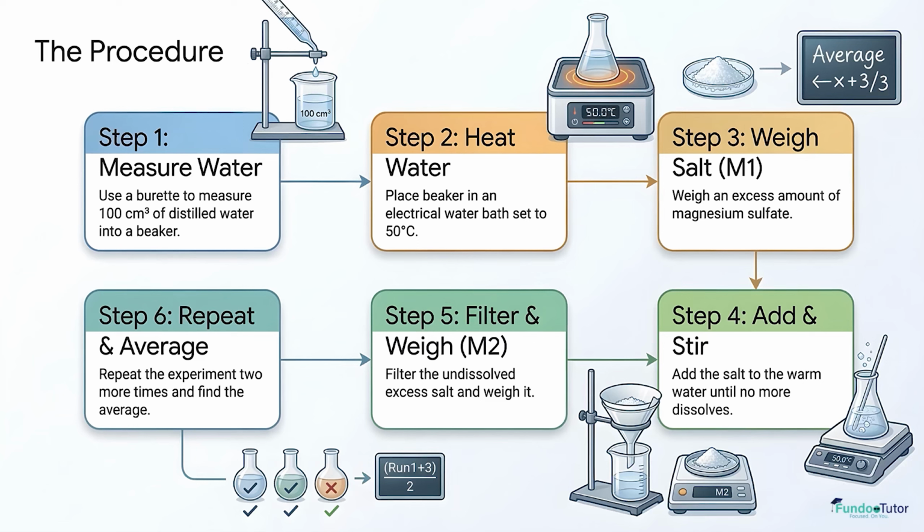Fourth, we add that salt to the warm water and stir, and keep stirring until the solution is saturated. That means no more can possibly dissolve. Fifth, we filter out all that leftover undissolved solid and we weigh it. That's our mass M2. And of course, for the repeat step, we clearly state that we'll do this whole thing at least 2 more times so we can calculate a reliable average.